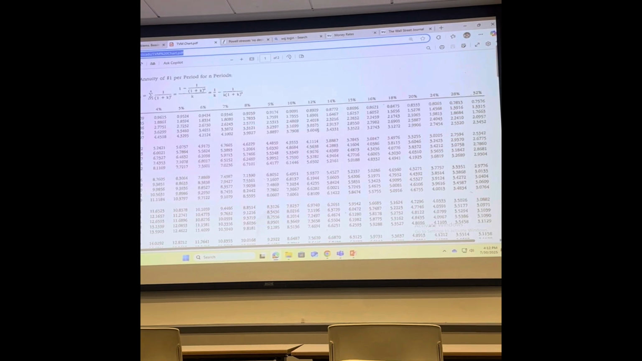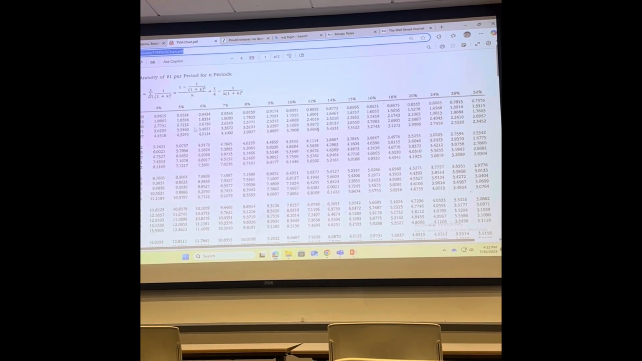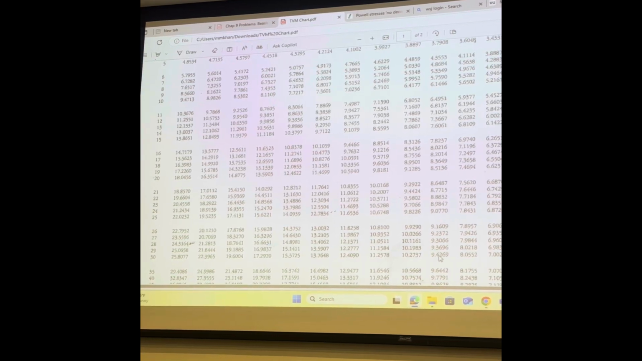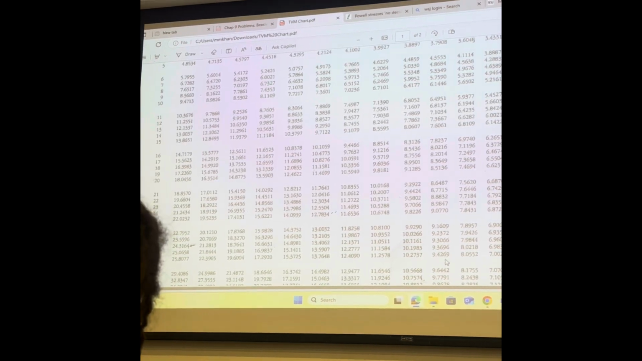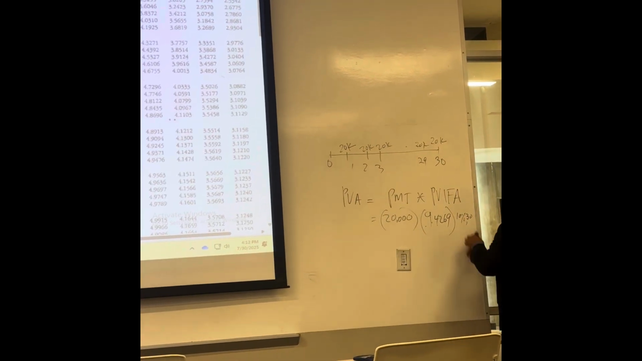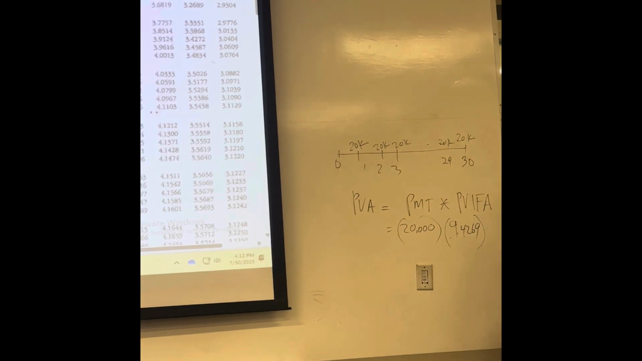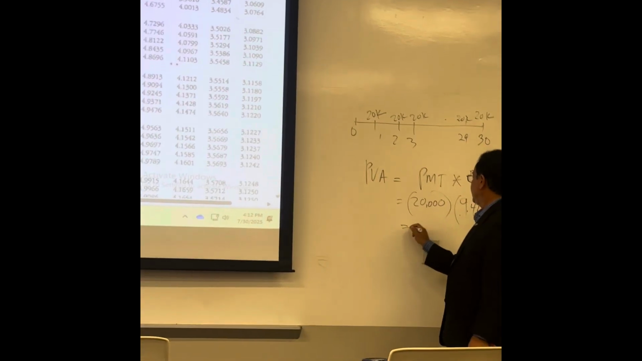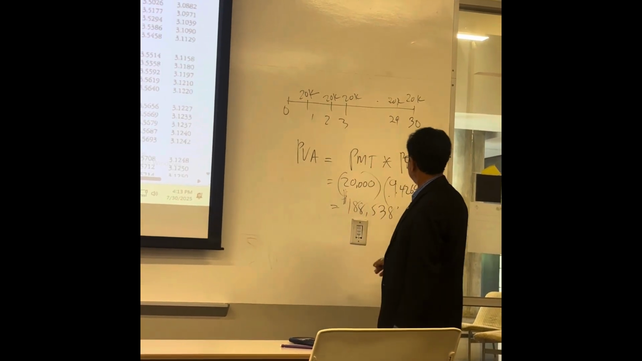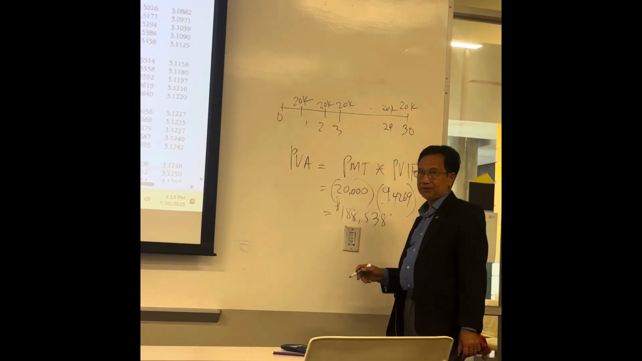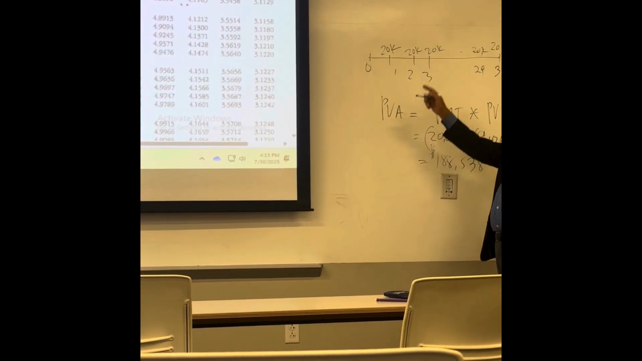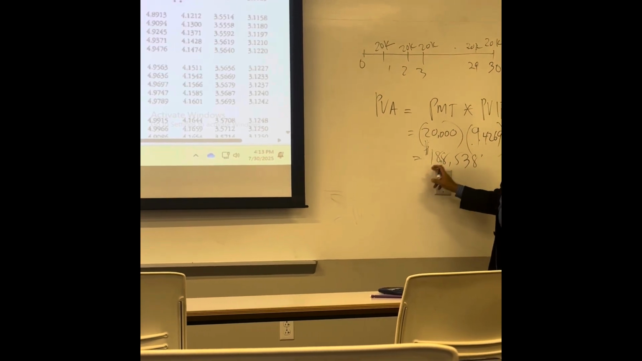Okay. Present value annuity of $1, at 10%. Okay, I got it. 9.4269. And multiply 20,000 by 9.4269. So that amount of money should be worth $188,538 today. This future money is worth to you today only $188,538.